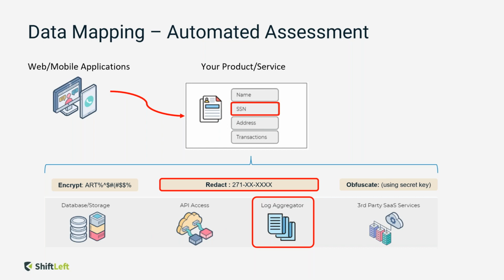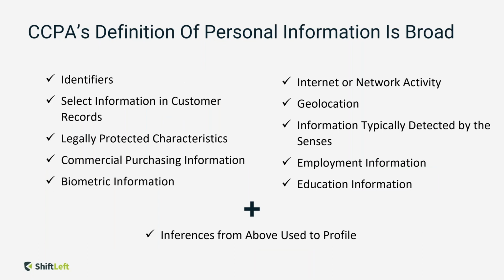So now, from a CCPA perspective, what exactly is the information that you should be looking for? CCPA has a broad definition of what is personal information. Compared to other acts before this, or say compared to GDPR, GDPR was more focused on the individual. CCPA broadens it to say information on a household is also part of CCPA.